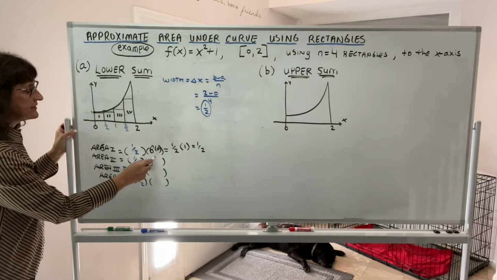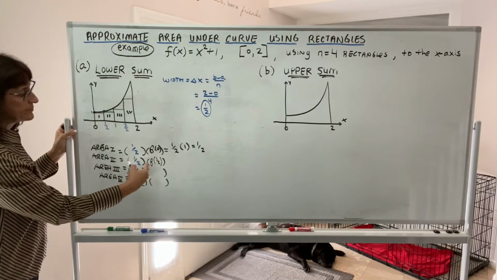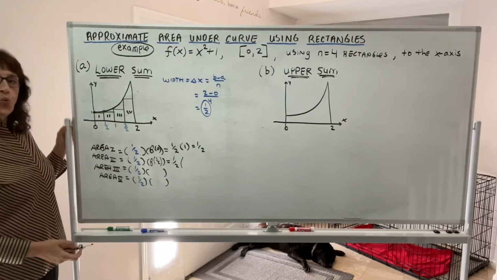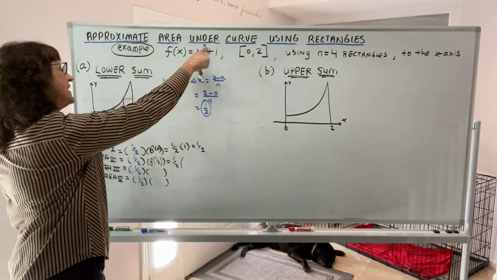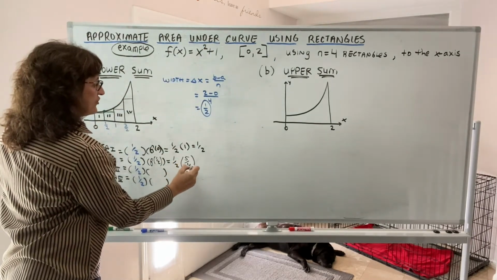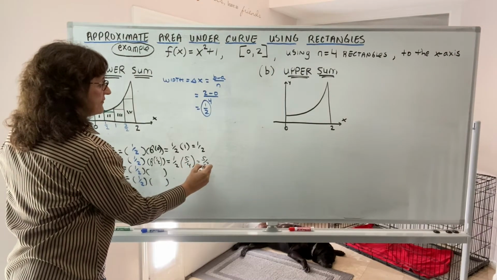So our second rectangle is f of 1/2. That's my cursive f there. So 1/2 for the width, and then for the height, plug 1/2 into the function. 1/2 squared is 1/4 plus 1 gives you 5/4. So your second rectangle has an area of 5 over 8.